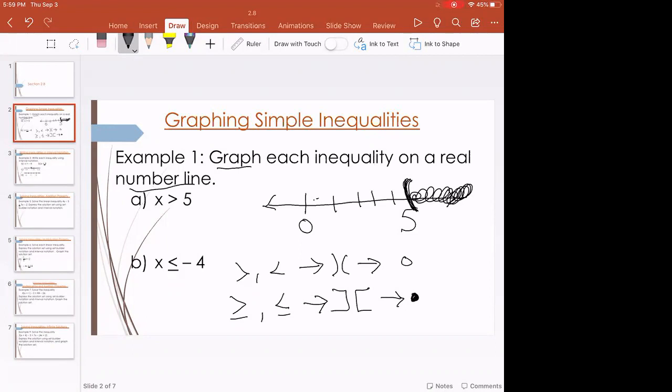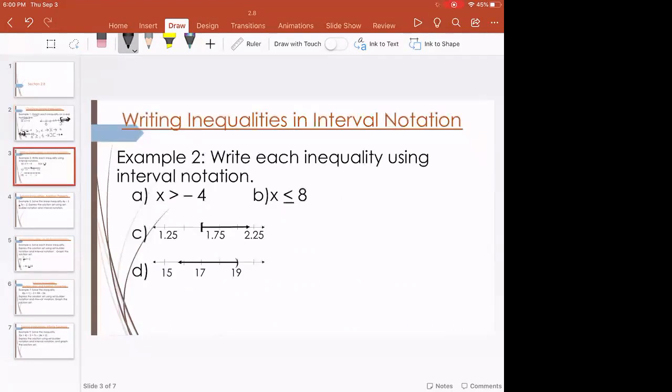Okay? Number line, 1, 2, 3, 4. So there's -4. I want less than, so I go left. It's equal to, so I want a bracket, not a parenthesis. And both of them technically have arrows. It means it keeps going. Okay?